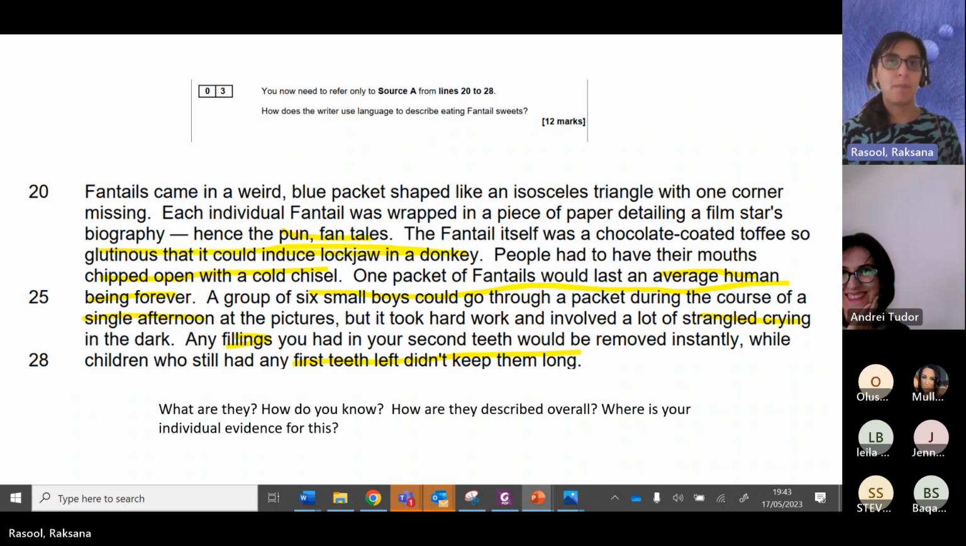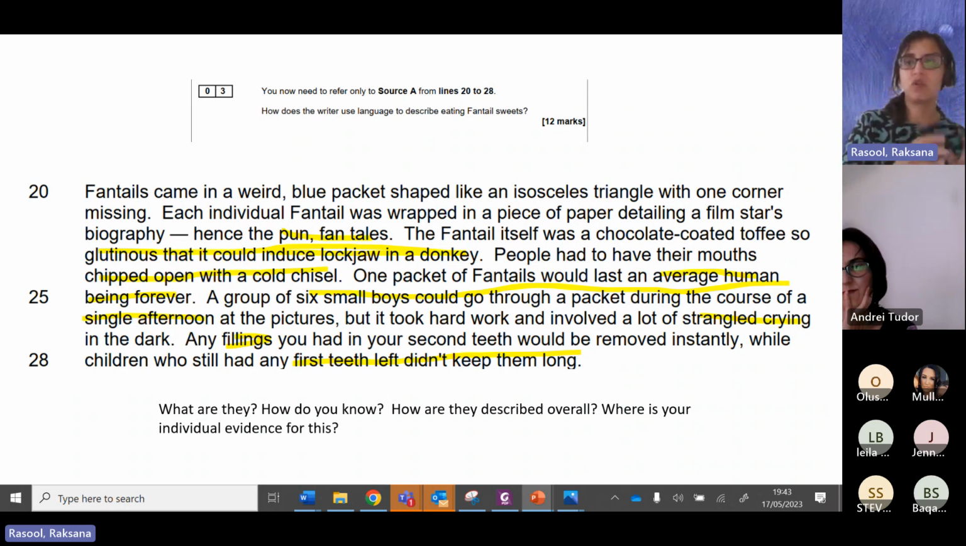But I wouldn't use flowery language. I wouldn't start off with the writer uses language to describe eating fantails in another way. Another way the writer uses language is, no, forget it. You know, humor is used, alliteration is used, hyperbole is used, and the juxtaposition or the contrast of strangled crying is used to show. And I'd focus my time on the explanation.